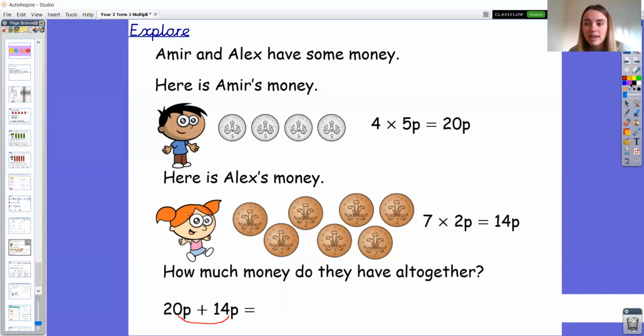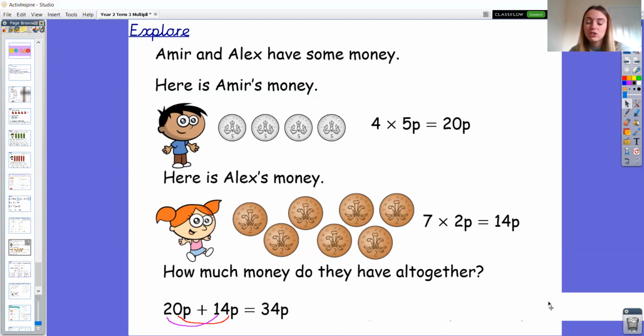Now let's have a look at our 10s. I'm just going to change the colour here. We have 2 10s, add 1 10. So what's 2 add 1? Brilliant. We have 3 10s. We've got 3 10s and 4 1s. So how do we say that as a 2-digit number? Brilliant. 34. And as we are showing that it's pence, we need to have the letter P here. So we've got 20p, add 14p equals 34p.